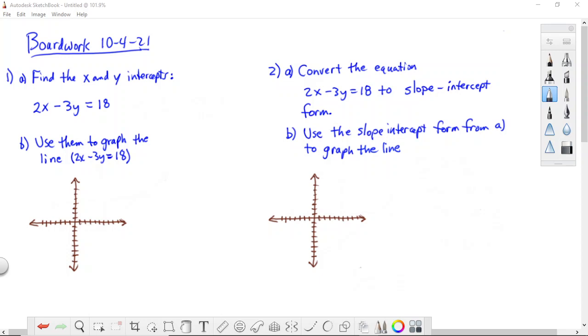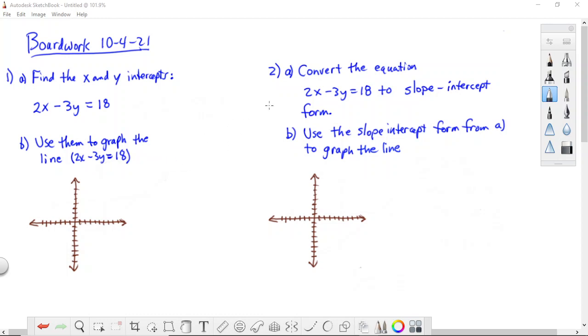Okay, here's today's board work problem. So we have two problems, they're related. Number one says find the x and y intercepts of this line, and it's in standard form. And then use them to graph that line.